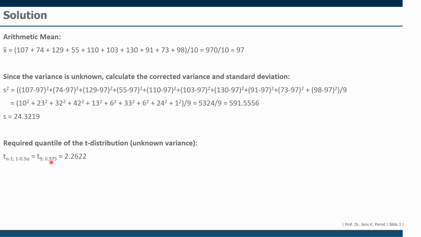This might look a bit strange, but well, we have a 95% confidence interval with 2.5% of the errors on the left side and 2.5% of the errors on the right side. That's why we are only here subtracting 2.5% from 100 and not 5%. Well, if we look up this value in the table, we get 2.2622. With this, we have the final value we need for the construction of the interval.